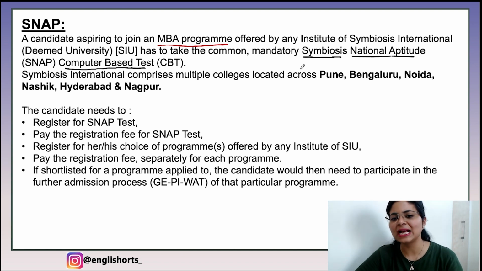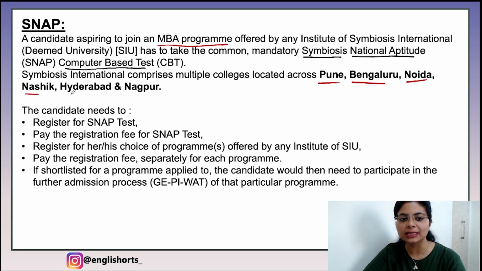Now, Symbiosis International has multiple colleges, really a lot of colleges. If you go to their website, you will see that there are so many colleges in Pune itself, and Pune is like the hub, and you have so many SNAP divisions there. But apart from Pune, you also have SNAP colleges in Bengaluru, Noida, Nashik, Hyderabad, and Nagpur.